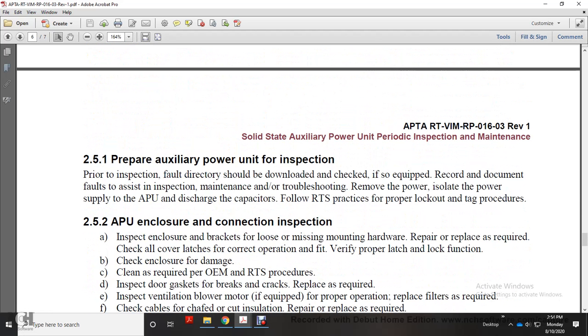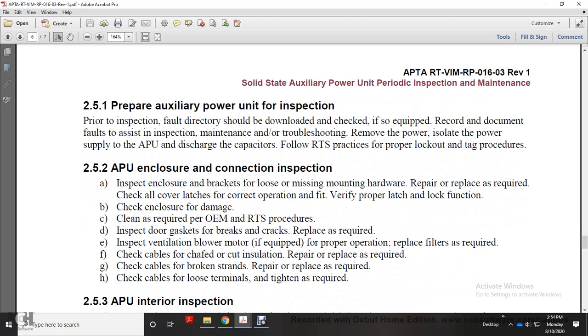Alright, 2.5.1. Prepare auxiliary power unit for inspection. Prior to inspection, the fault directory should be downloaded and checked for the code of the recorded fault, documenting faults to assist with the inspection and troubleshooting. Remove the power and isolate the power supply to the auxiliary power unit, discharge the capacitors, and follow rail transit system practice with proper lockout and tagout procedures.